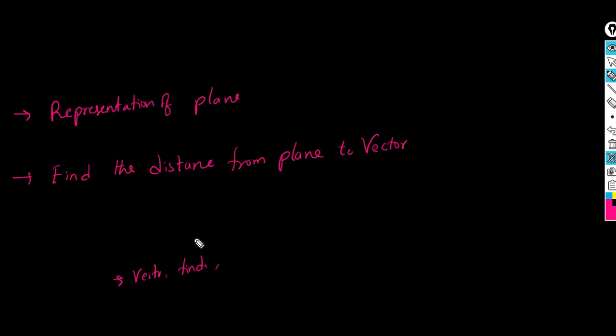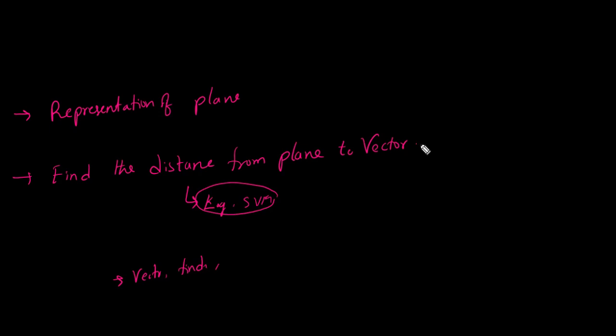In this video, we are going to see some more advanced concepts, like the representation of a plane and how to find the distance from a plane to a vector. Finding the distance from the plane to a vector is the most important concept, because we use this technique in logistic regression and SVM. These two concepts work based on finding the distance from the plane to a vector. That's why it is an important topic. Let's dive into the topic.